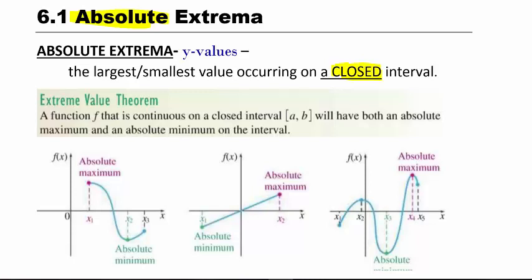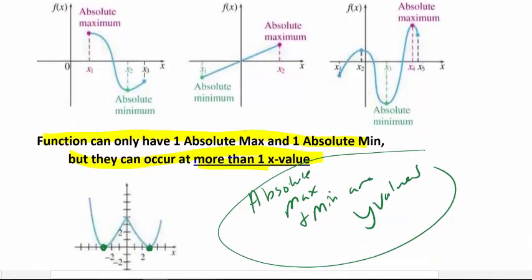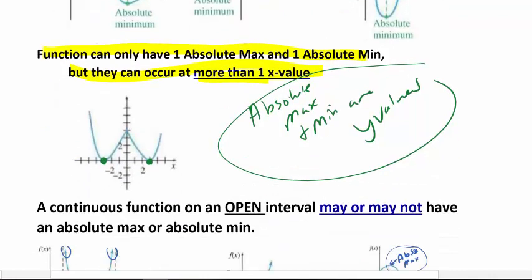I'm going to finish 6.1 today, and again, remember the difference here is it asks for an absolute extrema, and 99% of the time we'll be dealing with a closed interval. So remember that if you're dealing with a closed interval, you will only have one absolute maximum value or one absolute minimum value, but it can occur at more than one x value, so please be careful with that piece.